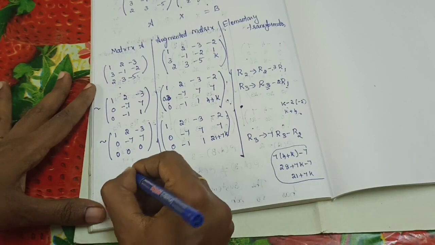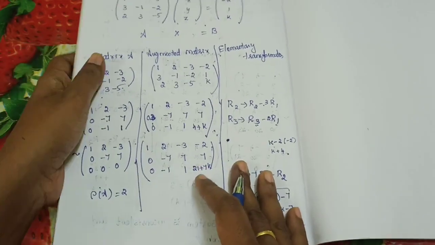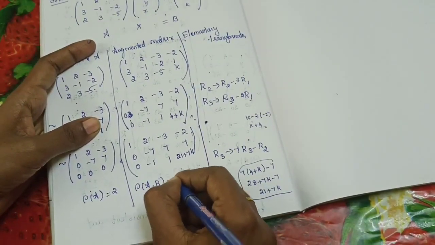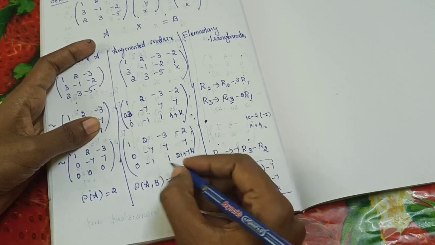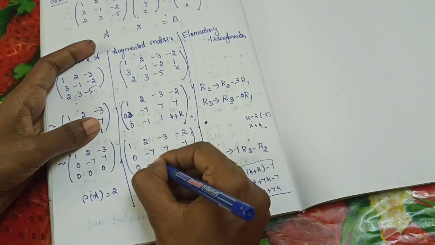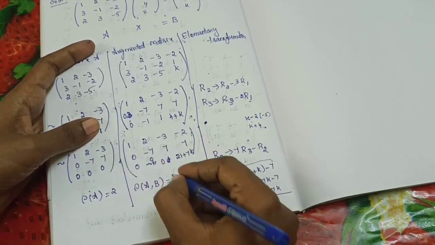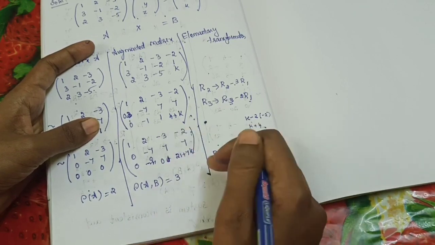Okay. Now rank of A is equal to how much? 2. Okay. Rank of A is equal to how much? 2. Then rank of A comma B is equal to how much? 3 is there. Is it right? This also a non-zero row. Sorry, this is 0. Is it right? This also 0. Anyhow, it will be 3. Okay. So 3, you know.